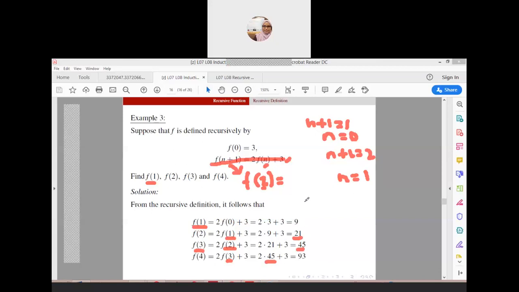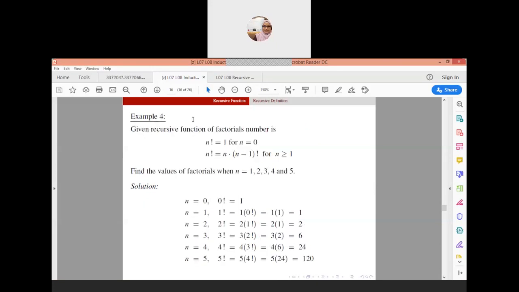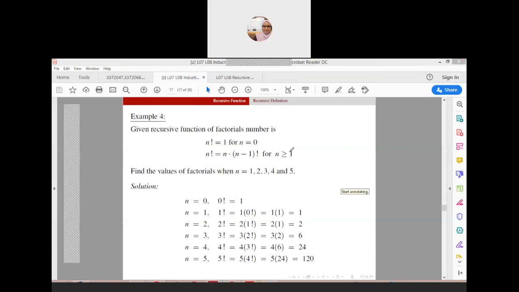Okay, next, for example 4, given a recursive function of factorial numbers. For this example, n factorial is equal to 1 for n equal to 0. Here is the basis step. And you know that the recursive step is n factorial is equal to n times n minus 1 factorial for n greater than or equal to 1.